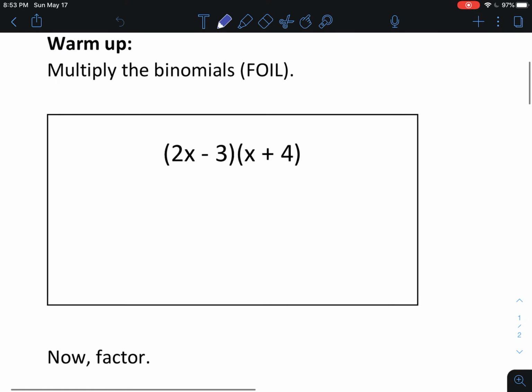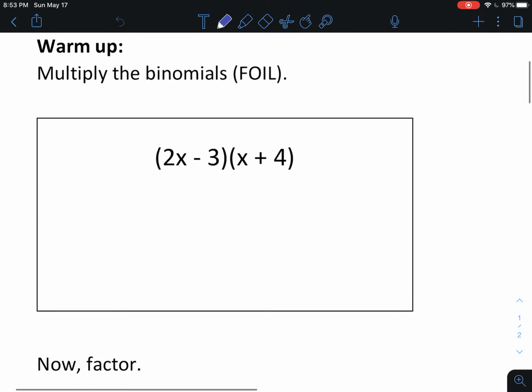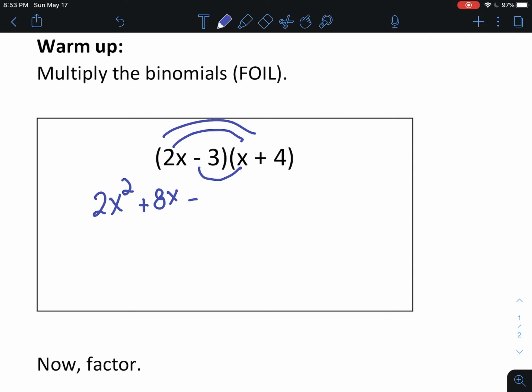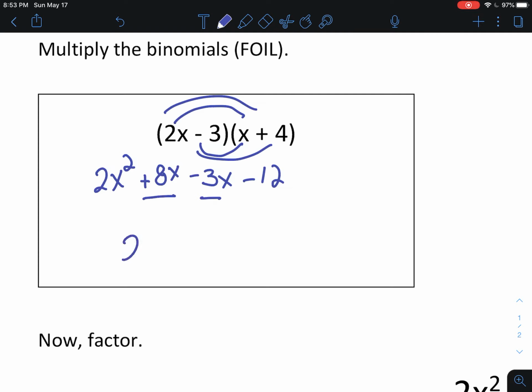So, we're warming up here, multiplying the binomials by FOILing. So if we FOIL, that would be 2x times x, which would give us 2x squared, 2x times 4, which would give us plus 8x, negative 3 times x, which would give us negative 3x, and then negative 3 times 4, which would give us negative 12. When we simplify, we would get 2x squared plus 5x minus 12. And that's because the 8 minus 3 becomes 5.